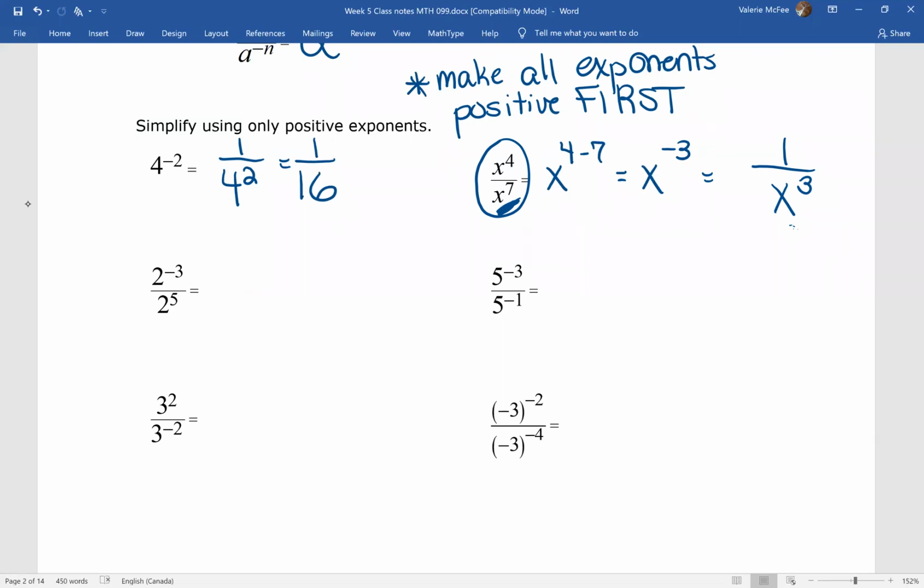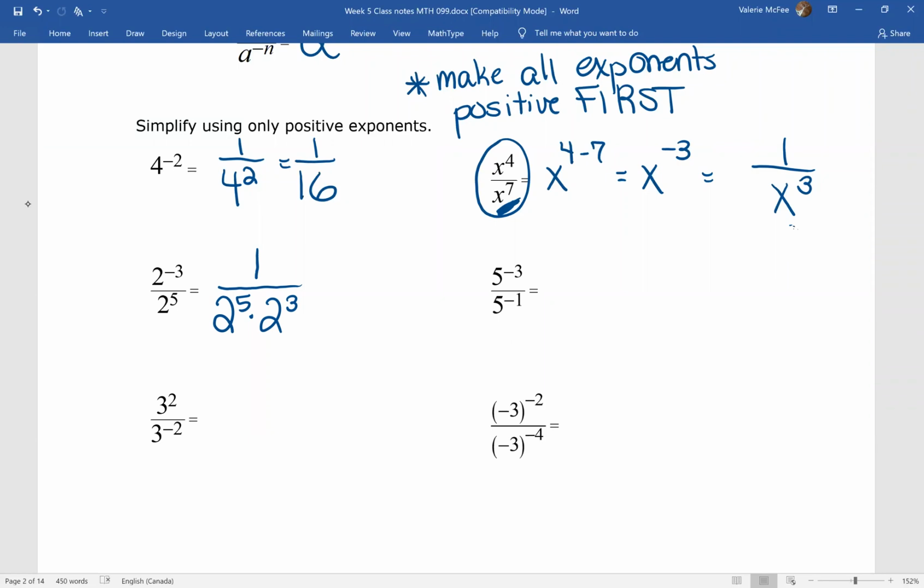Let's look at the next example. 2 to the power of -3 over 2 to the power of 5. I'm suggesting we make our exponents positive. So 2 to the power of 5 is already a positive exponent. It's going to stay in the denominator. I want this 3 to be positive, so I'm going to move it. That leaves 1 in the numerator.